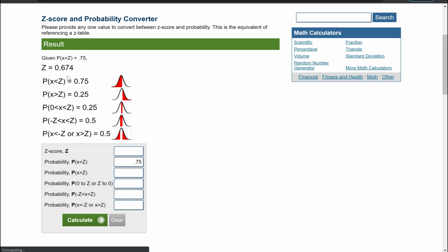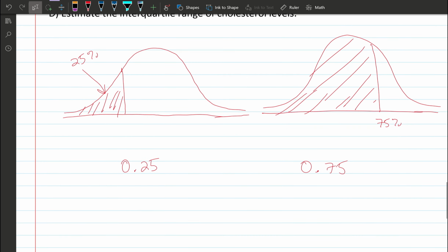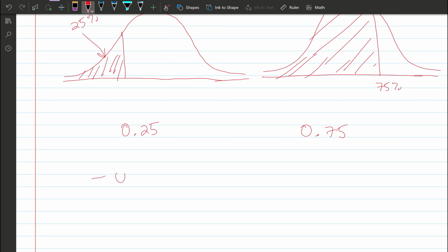Now let's do the same thing for 0.75. The calculator gets us a positive 0.674. So again, we get a negative 0.674 and a positive 0.674. These will be our corresponding z-scores.